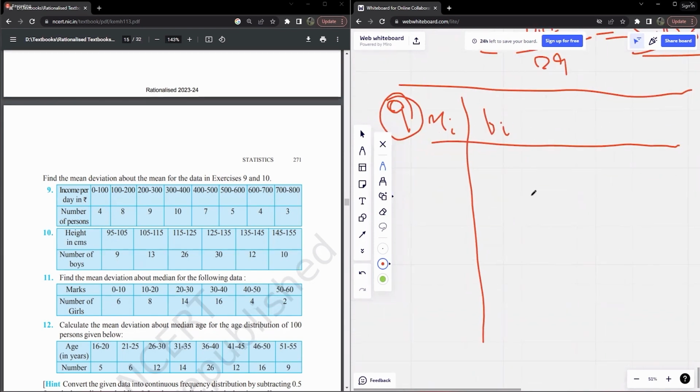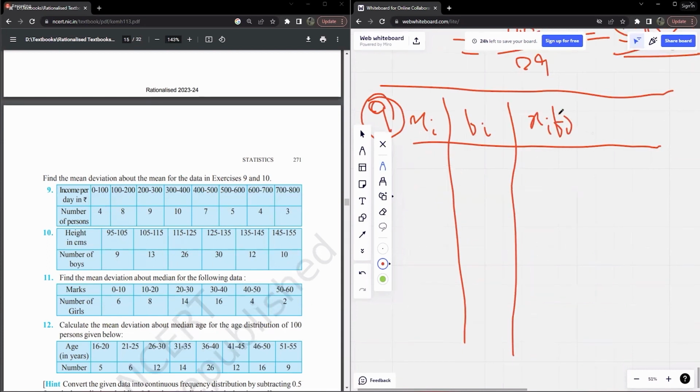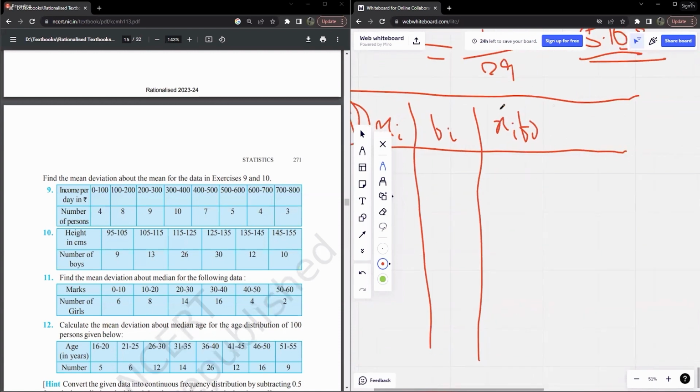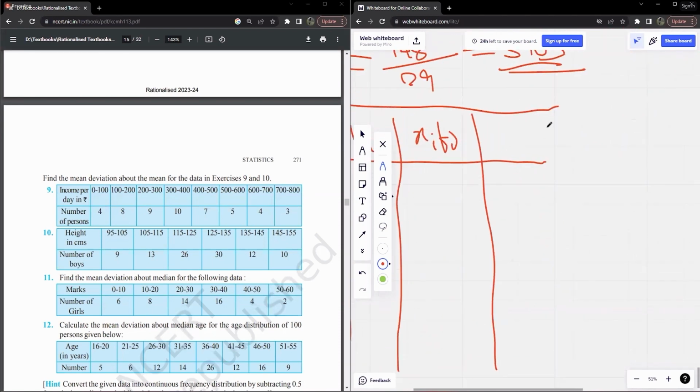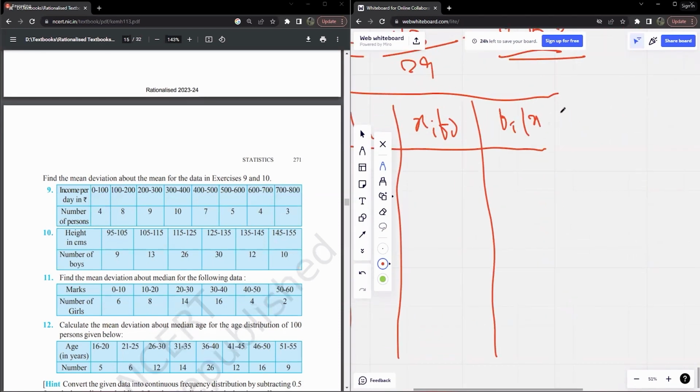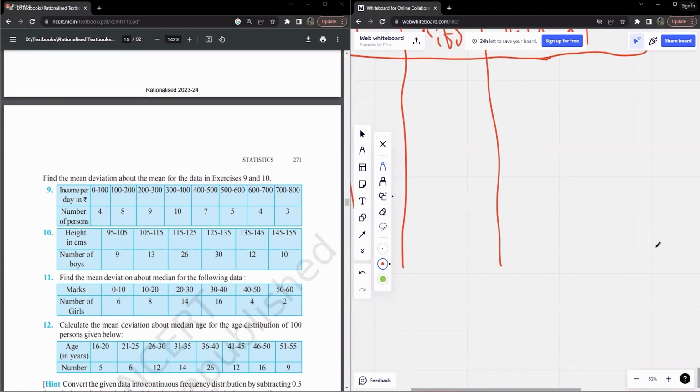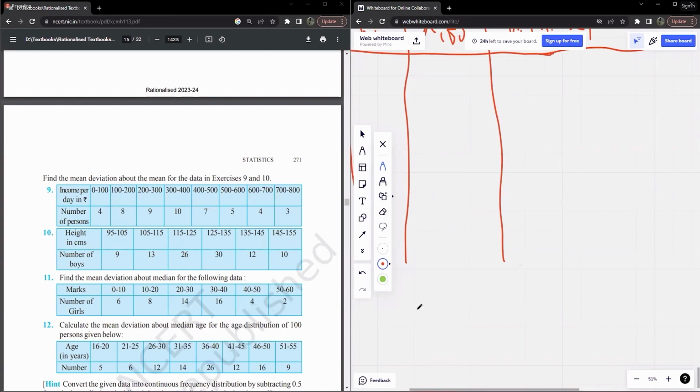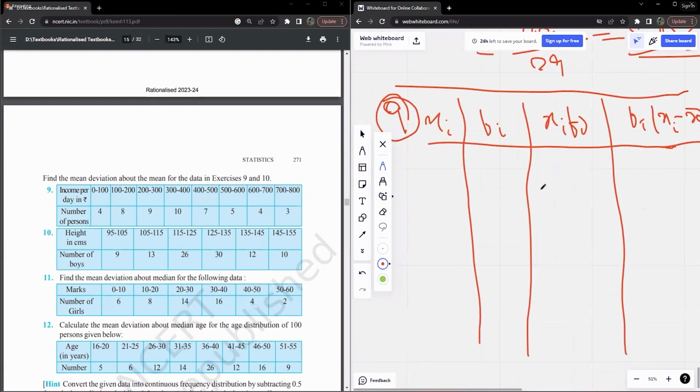And then I'm going to figure out what is fi xi. From that, I'll figure out the mean. And then finally, I'll do fi times mod of xi minus x bar, for which I'll sum over all the values. I'll plug it in the formula and then I'll get the mean deviation.